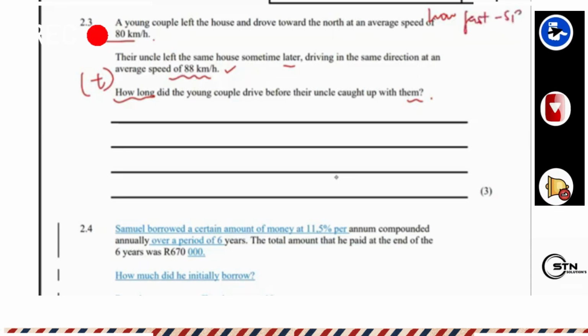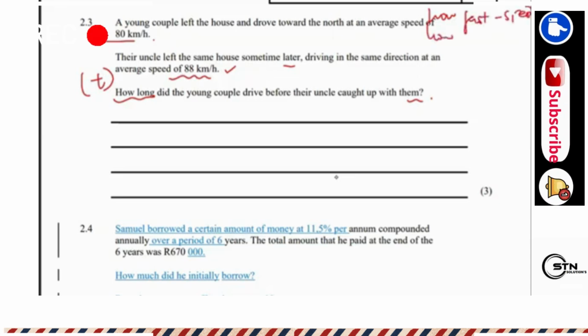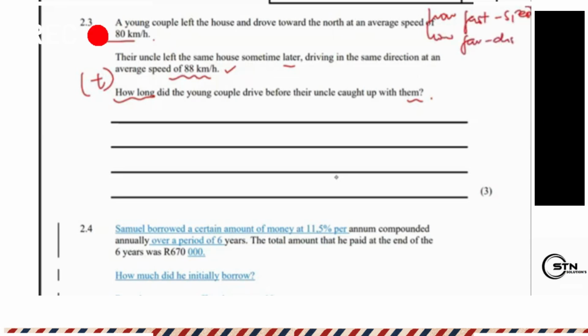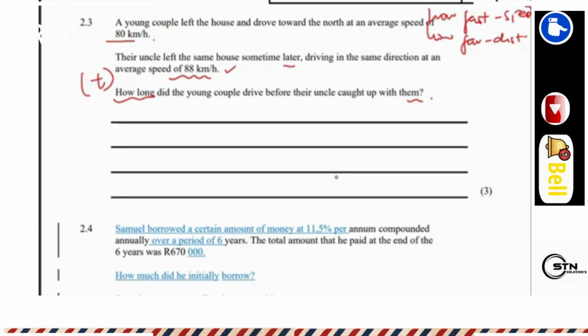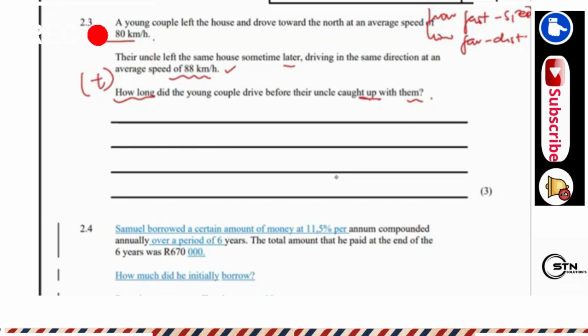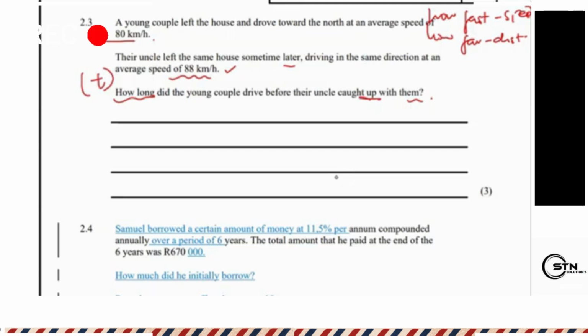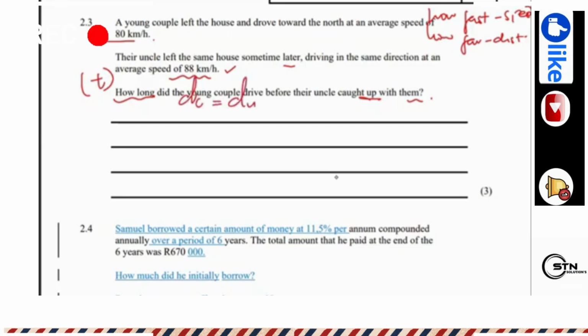This one will be asking for the speed. And then how far? They're asking for the distance. Okay, so one thing we need to know is that for them to get together, for them to meet up, or for the uncle to catch this couple up, the distance traveled has to be the same. So in other words, the distance of the couple must be equal to the distance of the malume.